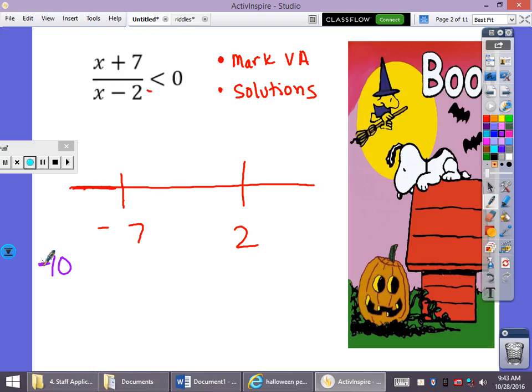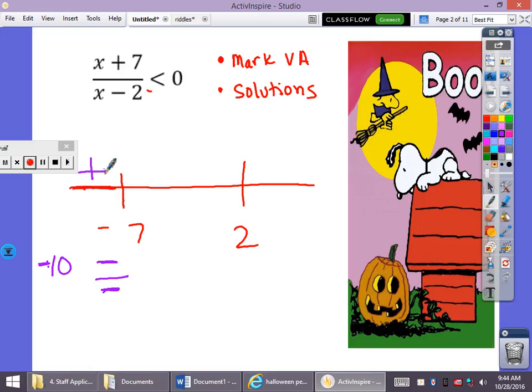Okay? So negative 10 plus 7, is that going to be a positive or a negative number? It's going to be a negative, right? Okay? Negative 10 minus 2. Negative. I don't care the exact value. Negative divided by negative. So the overall answer is going to be positive. So I'm going to put a plus there. This is a sign chart. You will use it in calculus. So become familiar with this, please.